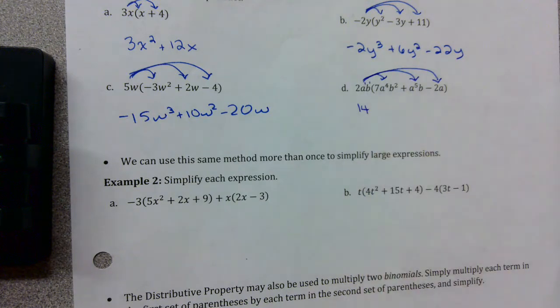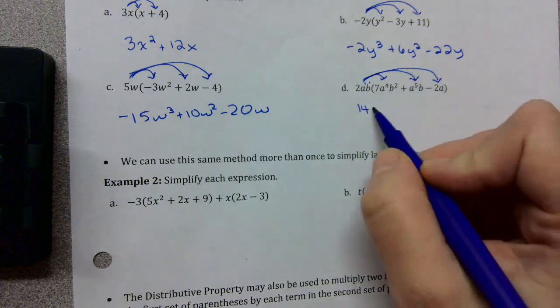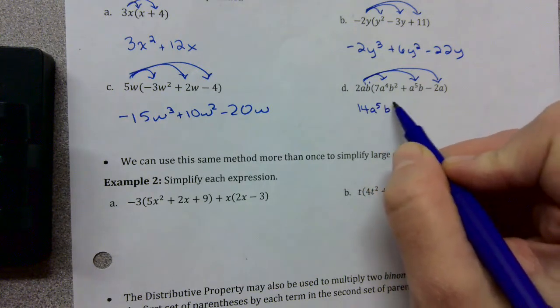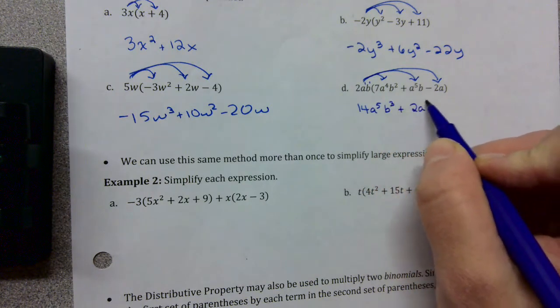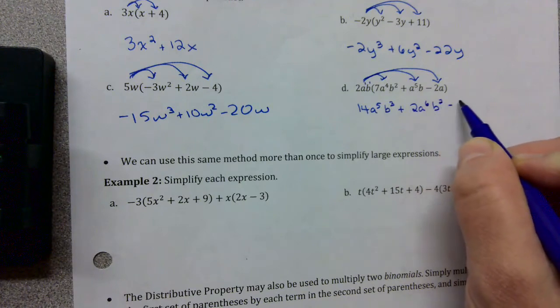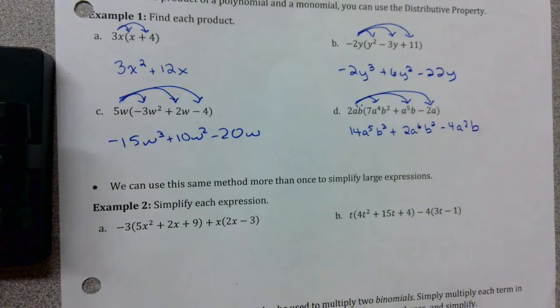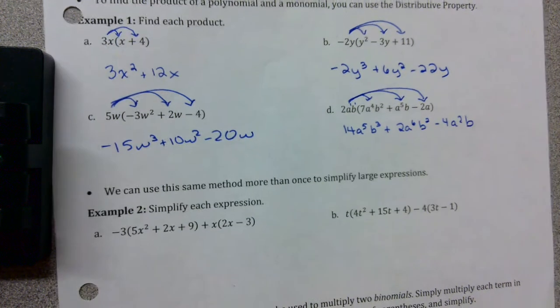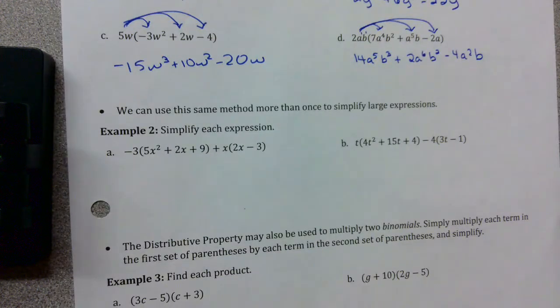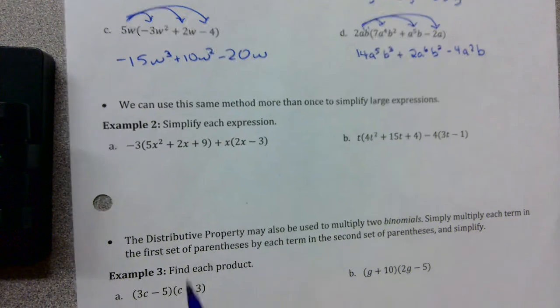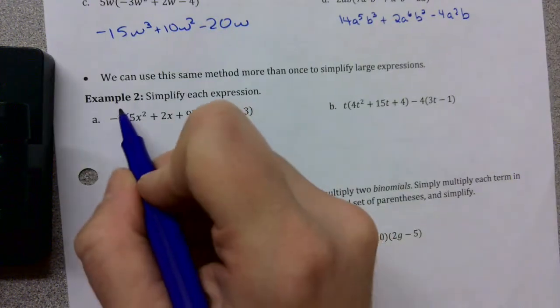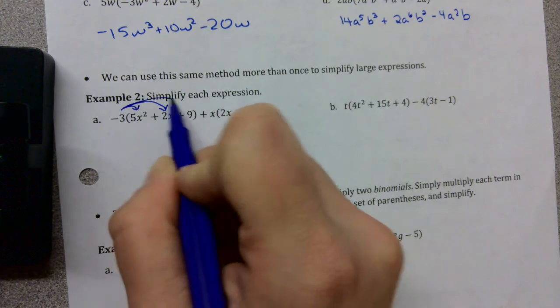If you want to, put little 1s where the exponents would be. It might make things easier visually. And those are your answers. The next one, it's a little more intense. You're distributing to 2 different polynomials and then combining everything. It's the same process.